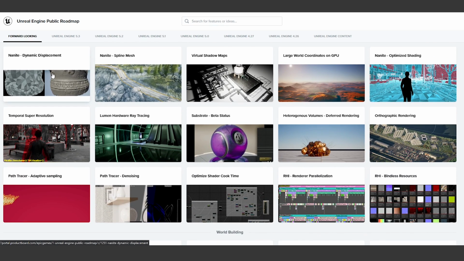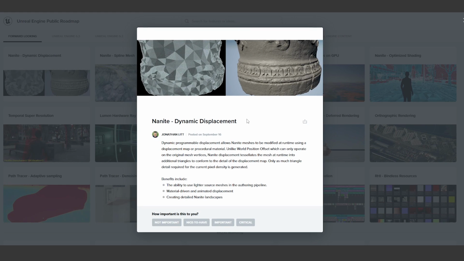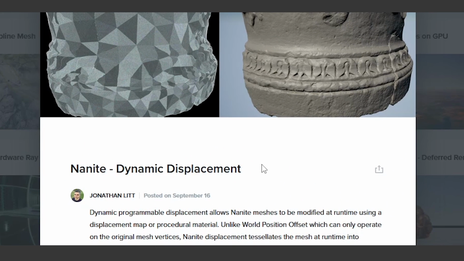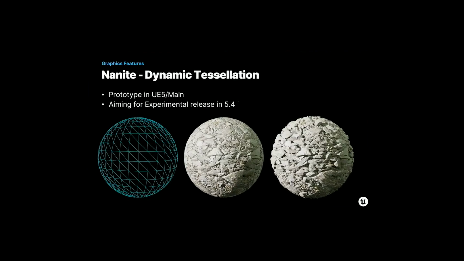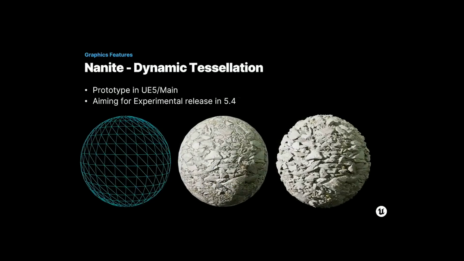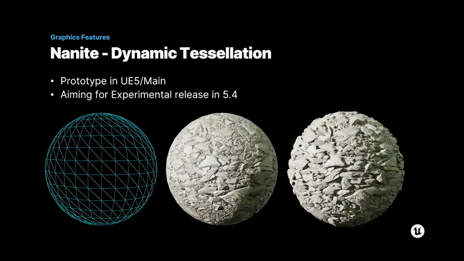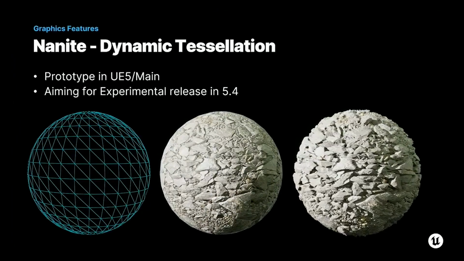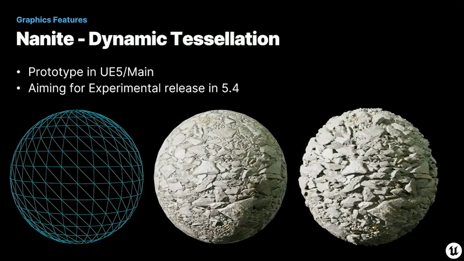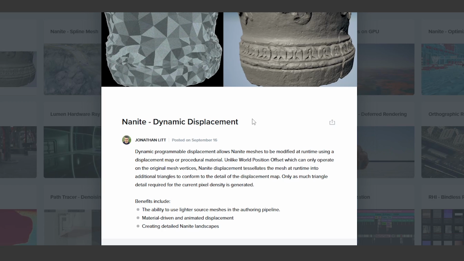So first off, on Nanite, we have Nanite Dynamic Displacement. Dynamic Programmable Displacement allows Nanite meshes to be modified at runtime using a displacement map or procedural material. So unlike World Position Offset, where you can only operate on the original mesh vertices, Nanite Displacement can tessellate the mesh at runtime into additional triangles to conform the detail on the displacement map. So you can use this to create things like material-driven and animated displacement, and also create very detailed Nanite landscapes.